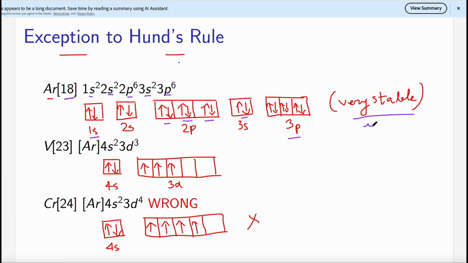And this is a very stable configuration because argon is an inert gas. Very stable. Why? Because argon is an inert gas, meaning it hardly reacts with any chemical substances. That shows that this electronic configuration is extremely stable.